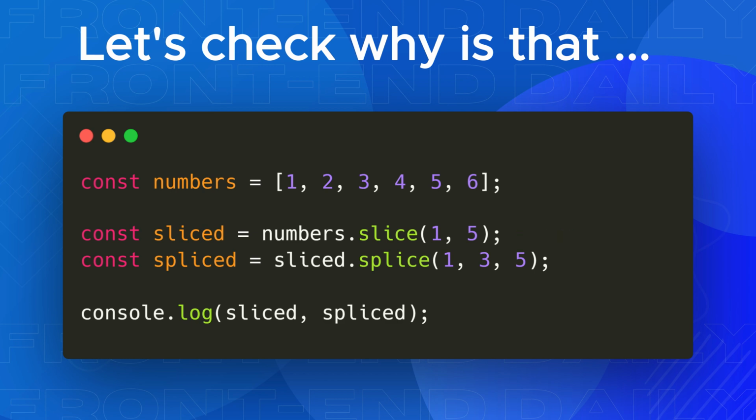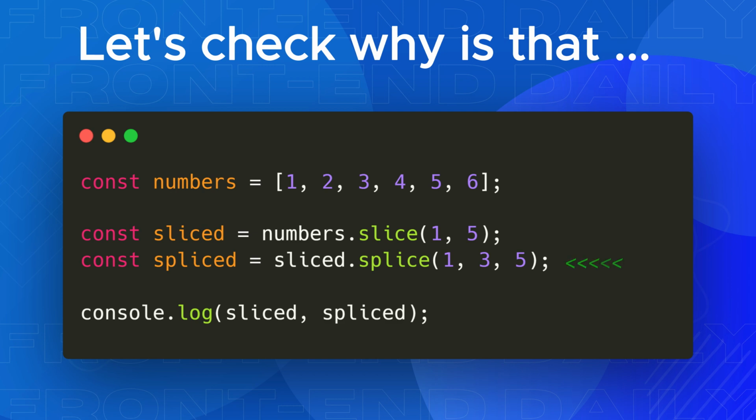Step 2. In this line, sliced.splice(1, 3, 5) modifies the sliced array in place. Here's how splice works in this context. Number 1 is the start index for splicing. Number 3 specifies that 3 elements starting from index 1 should be removed. Number 5 is the new element to insert at index 1 after removing the specified elements.